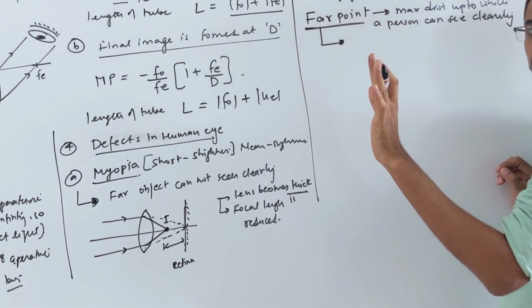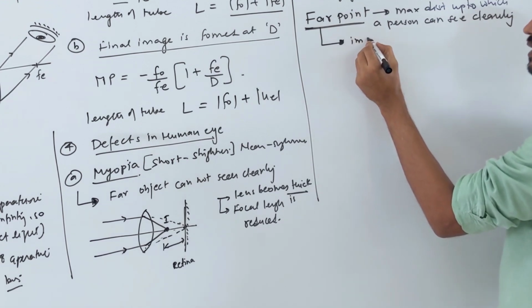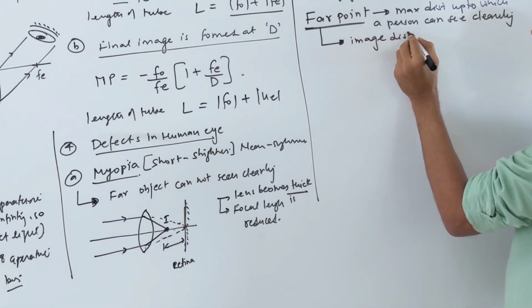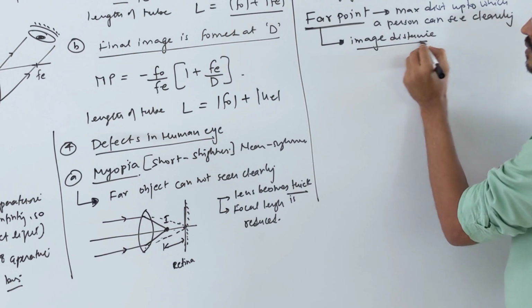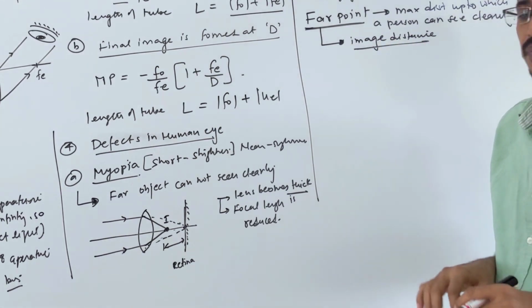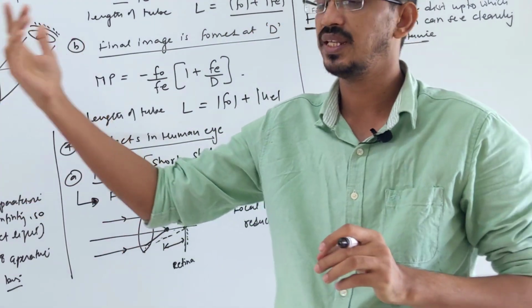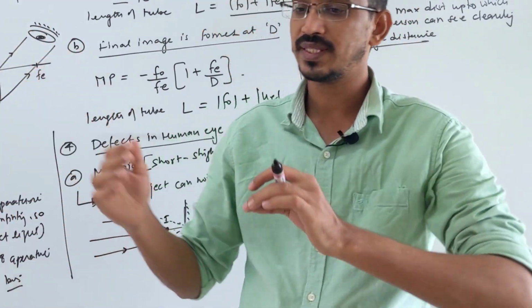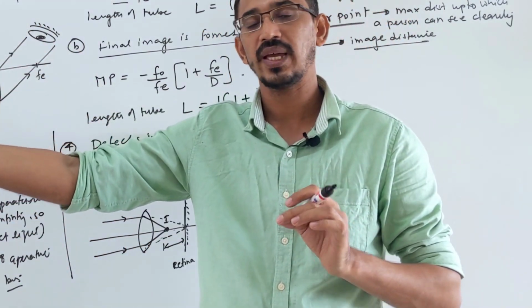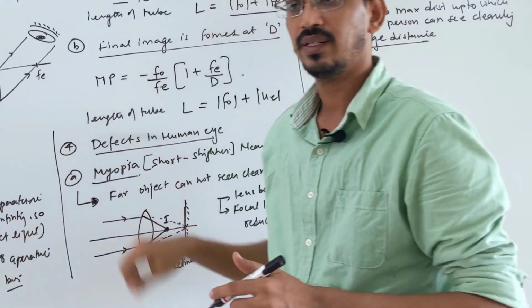So this is how you will understand it numerically. If the far point is given to you, that is nothing but your image distance. Please remember, it's very, very important. Far point means the distance up to which a person can see clearly. After that, he cannot see clearly. So if the object is placed after the far point, then he cannot see clearly, so we need a lens.